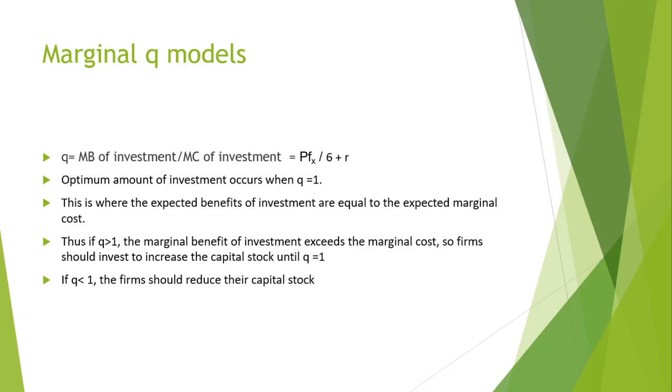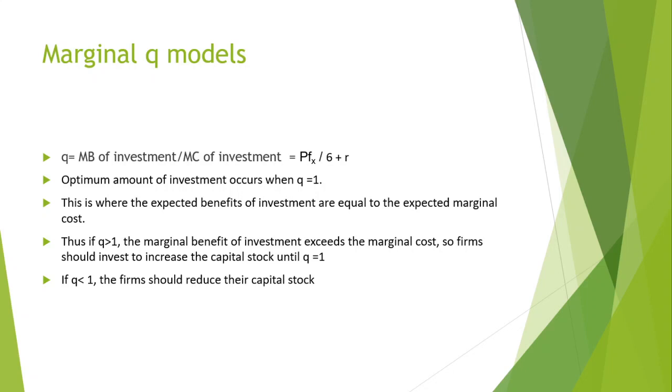The optimum amount of investment occurs when q is equal to 1. q equals 1 means the marginal benefit of investment equals the marginal cost of investment. This is where the expected benefits of investment are equal to the expected marginal cost. And if q is greater than 1, the marginal benefit of investment exceeds the marginal cost. So firms should invest to increase the capital stock until q is equal to 1. That is, a q greater than 1 means the benefit of investment is greater than what? The cost of investment.